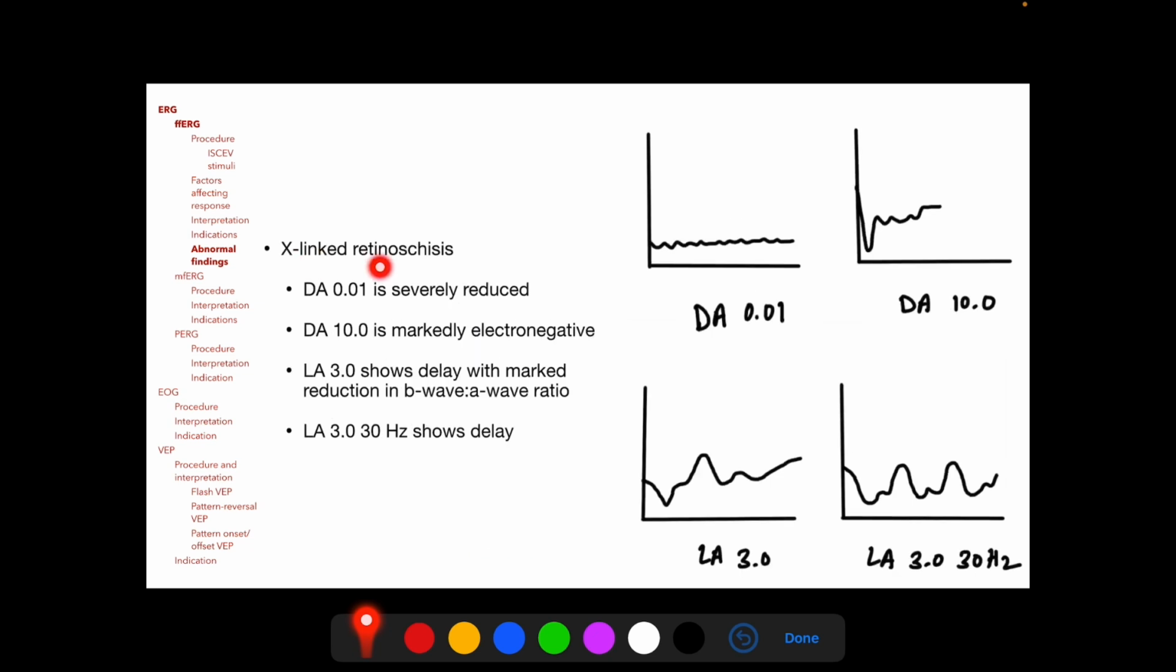In X-linked retinoschisis, response to DA 0.01 is severely reduced, and response to DA 10.0 is markedly electronegative. Response to LA 3.0 shows delay with marked reduction in the B wave to A wave ratio, and the response to photopic flicker stimulus also shows delay.